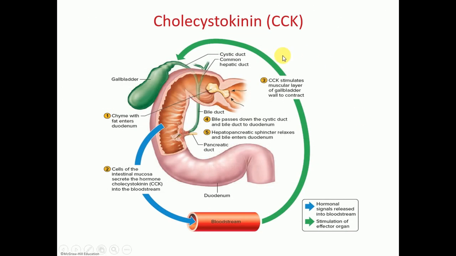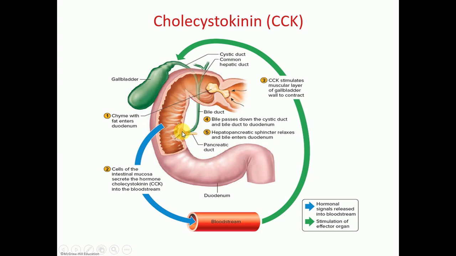Here is how CCK works. So we'll start off with the chyme that's being released from the stomach into the duodenum. Okay, that is going to stimulate the enteroendocrine cells of the duodenum to make CCK. CCK will go through the bloodstream and reach the gallbladder. When it reaches the gallbladder, it will lead to the contraction of the gallbladder and the relaxation of the sphincter of Oddi.